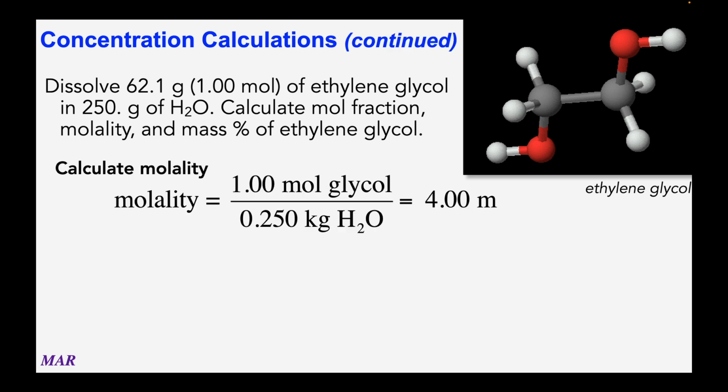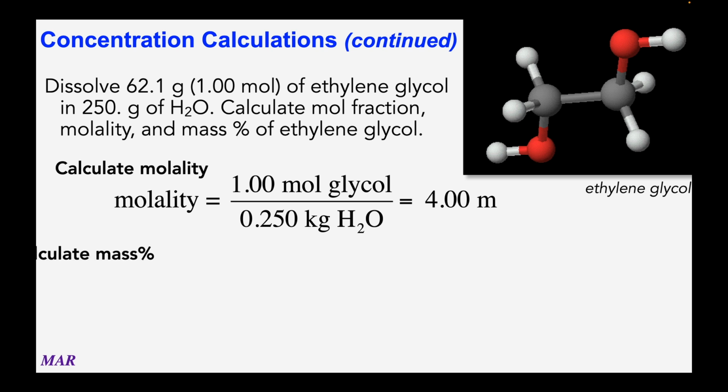Molality is moles of solute over kilograms of solvent. Now, it's really important to know there's 1,000 grams per kilogram. So 250 grams divided by 1,000 grams per kilogram is 0.250 kilograms of water. We'll do that a lot, so make sure you've got that ready to rock and roll. So molality, moles over kilograms, that comes out to be 4.00 molal. Molal is how you say it. It sounds kind of weird, but that's how you say it.